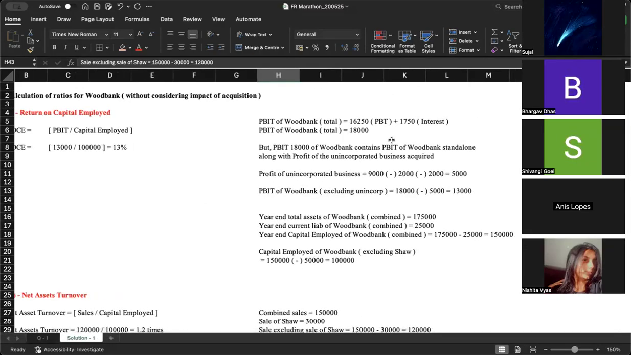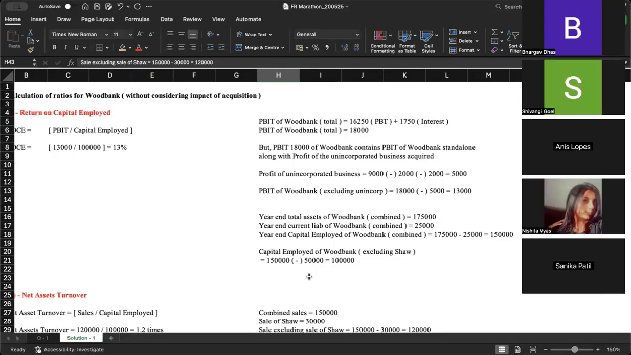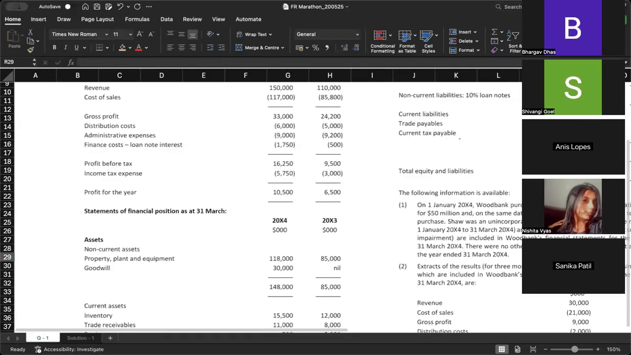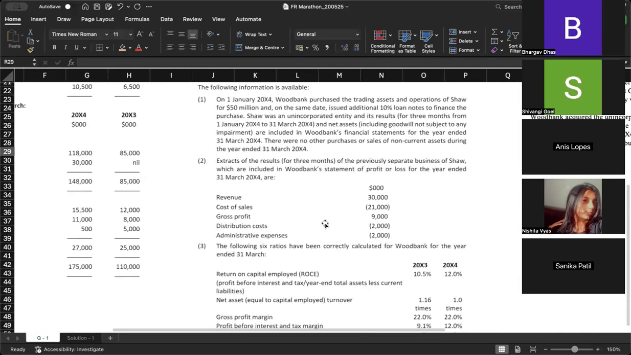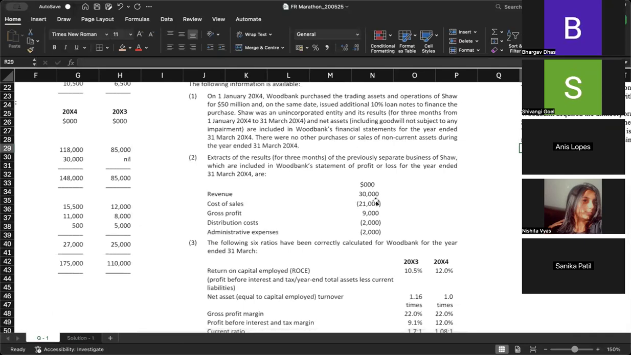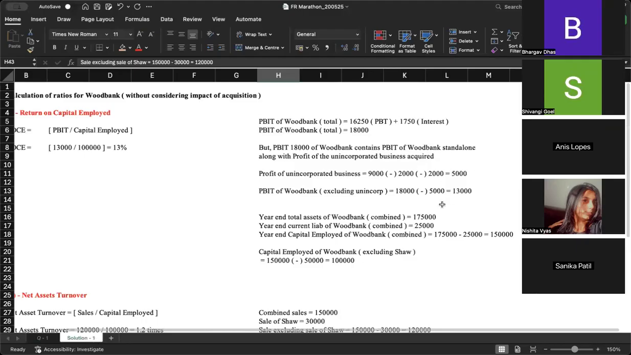18,000 ही आएगा. Yes, आपका sir, profit. Yes, sir. Now, second part is that you need profit not of the combined operations, but Shaw का impact छोड़ के आपको profit चाहिए. Now, if you observe, कितना है Shaw का profit is profit before interest and tax 30 minus 21 is 9, 9 minus 4, 5,000. So इसका profit है 5,000.